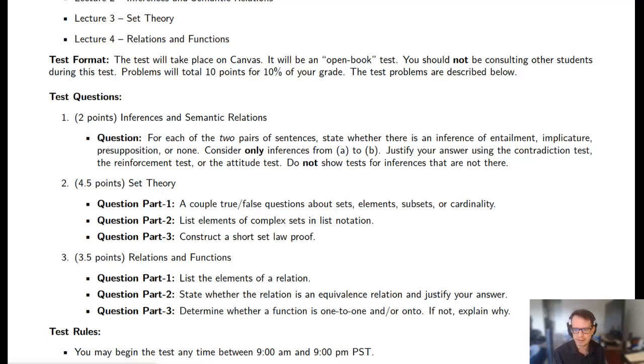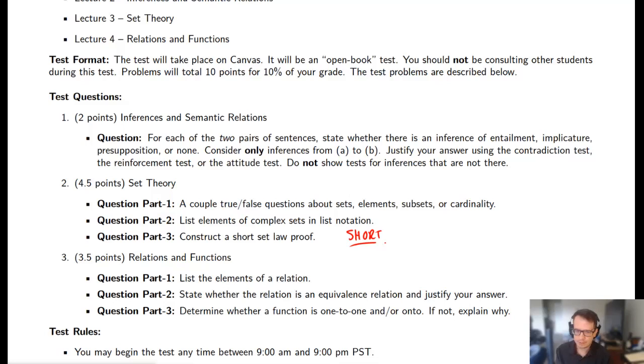For set theory, you'll have a couple true false questions about sets, elements, subsets. So a lot like question 1 on this assignment. You'll have to list some elements in list notation. That's a lot like question 2. And there will be a very short set law proof. And when I mean short, like 3 to 4 lines. That's it. It'll be very short.